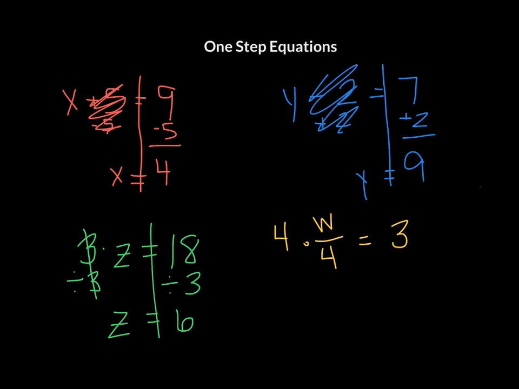When I multiply by 4, that goes away. I have to come over here and multiply this side by 4, which means I have w here, and that's going to equal 12, because 12 divided by 4 is 3.